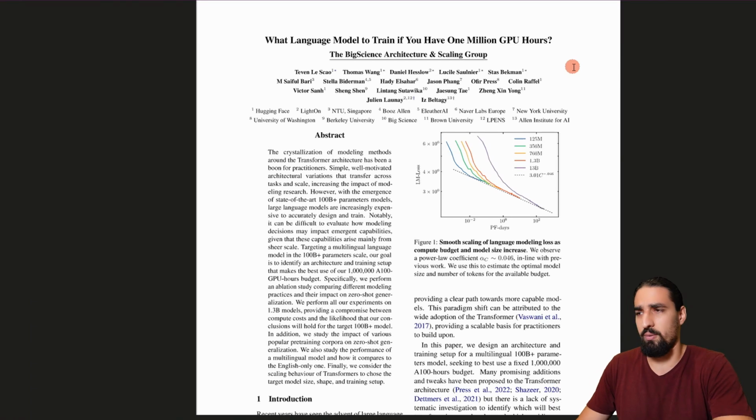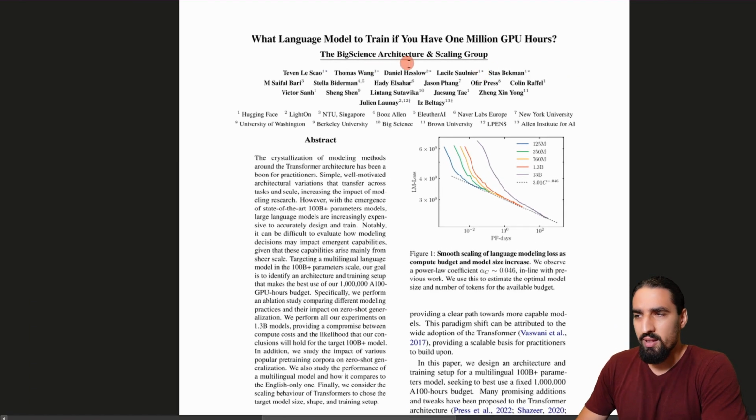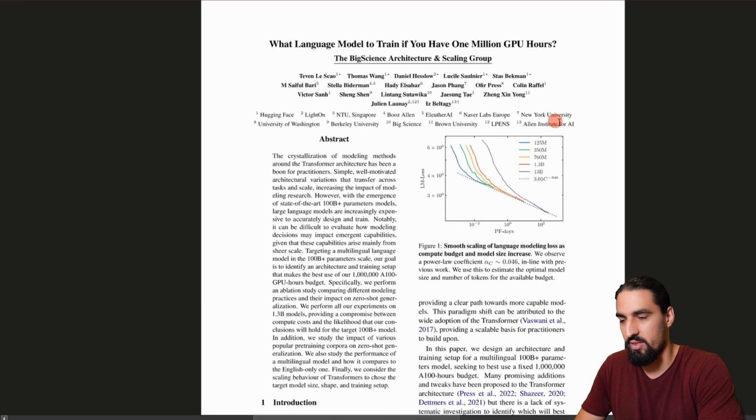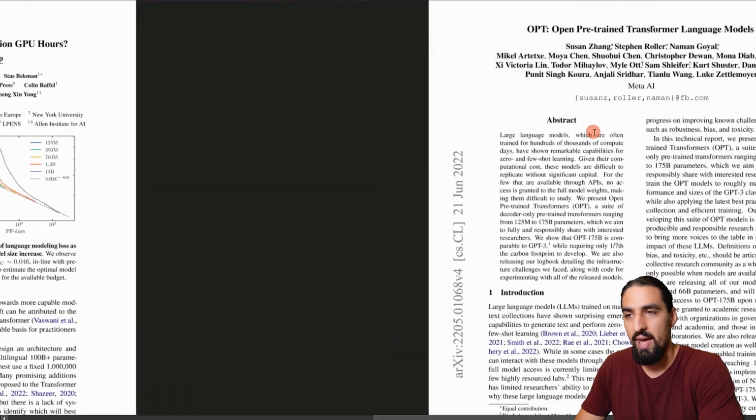So let's see which papers I'm covering. The first one is "What Language Model to Train If You Have 1 Million GPU Hours", coming from the BigScience event, and they managed to train a 176 billion parameter large language model, which is huge. That's the biggest currently open sourced LLM.